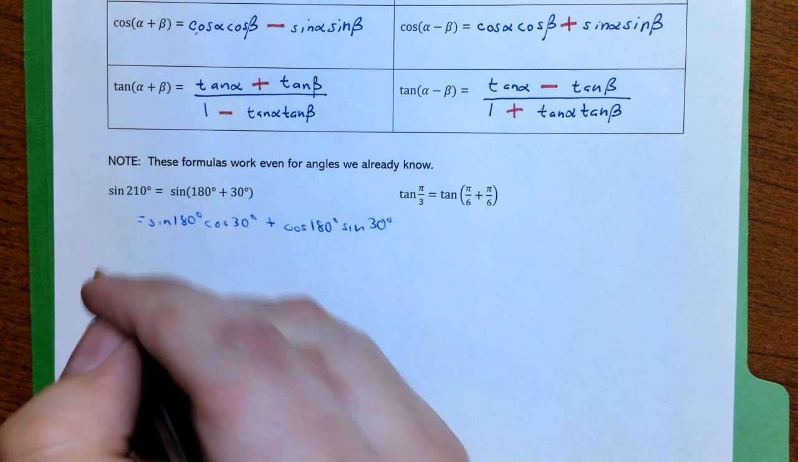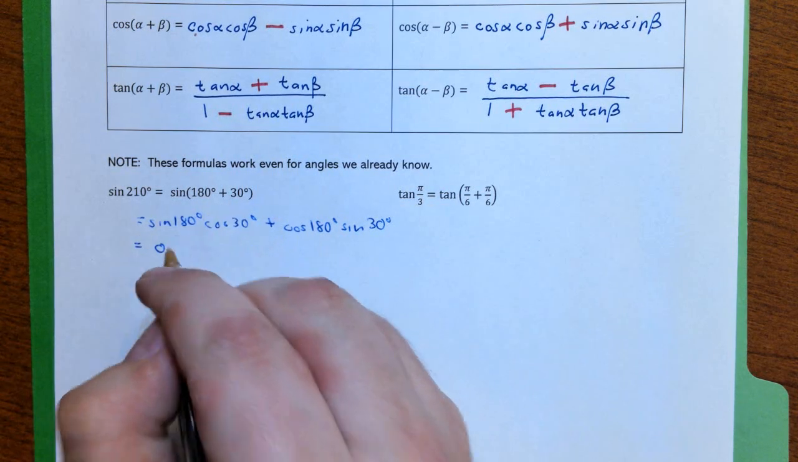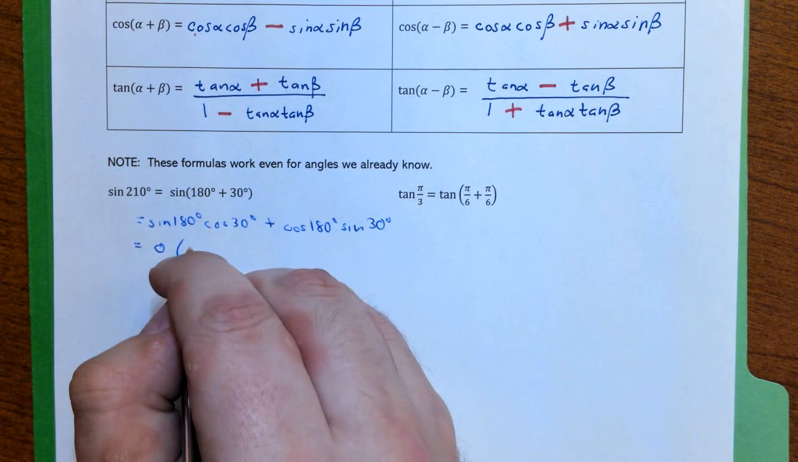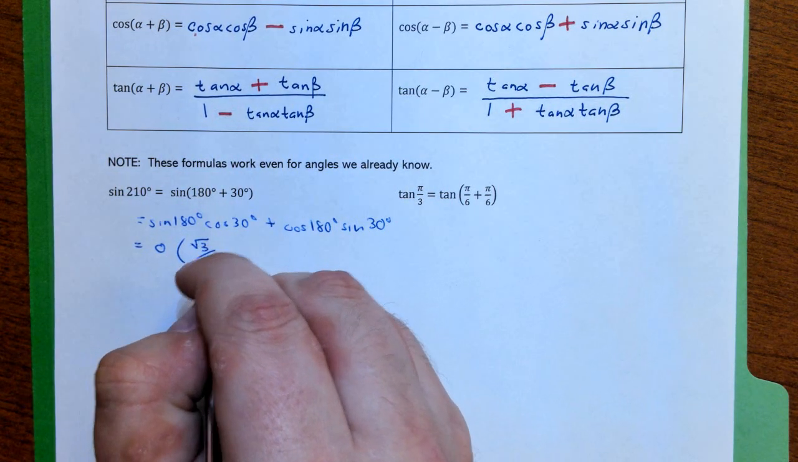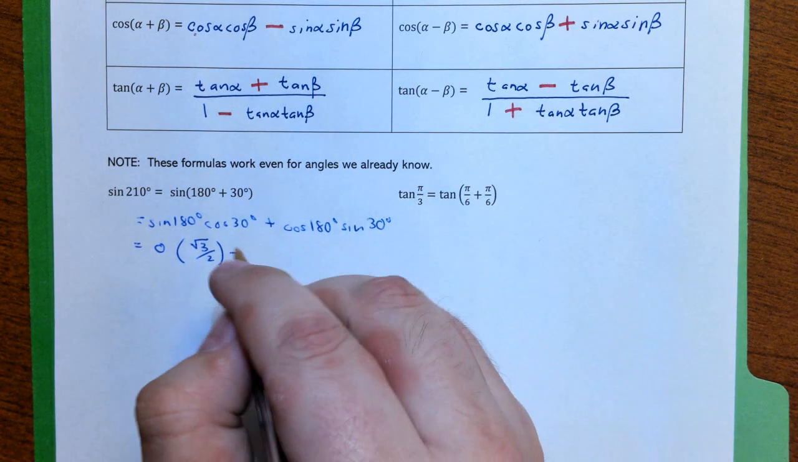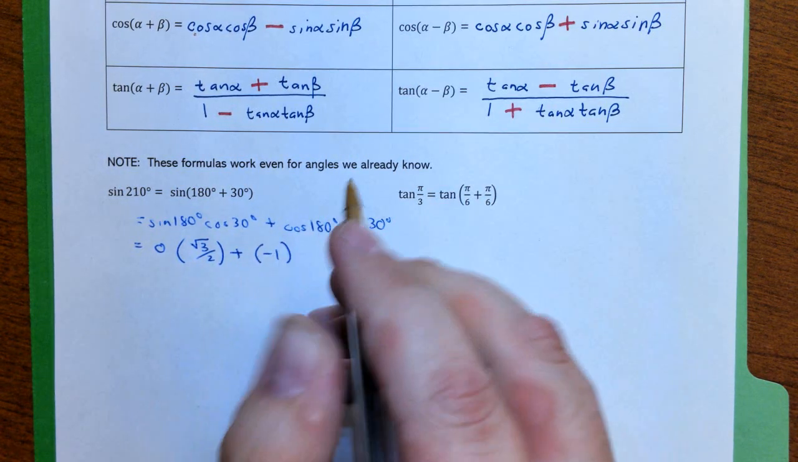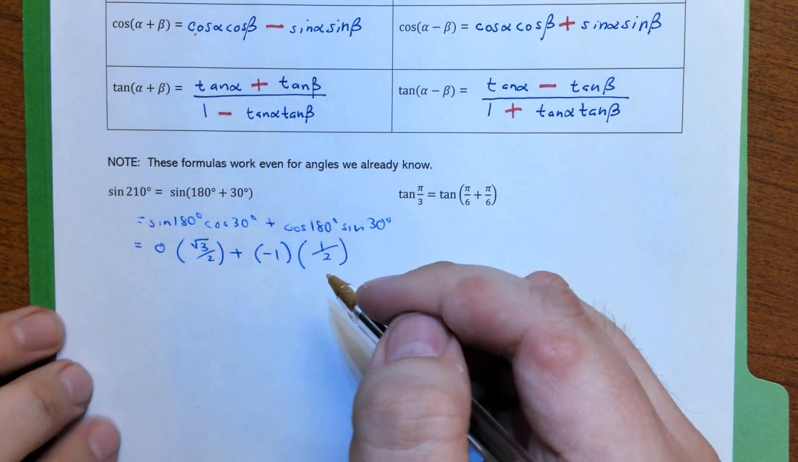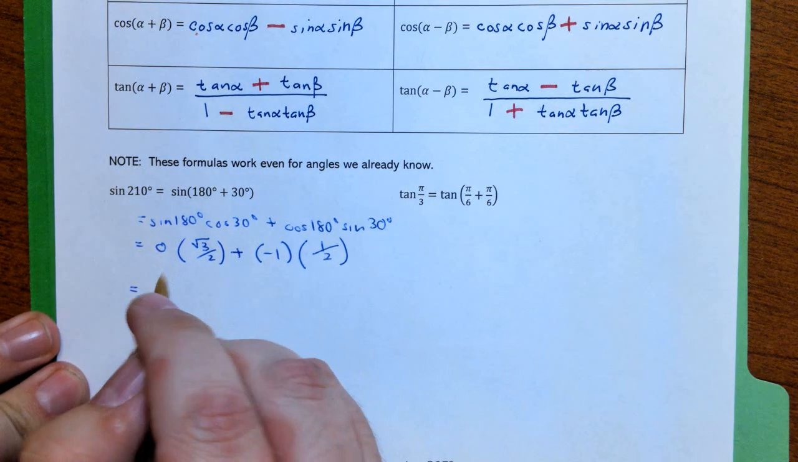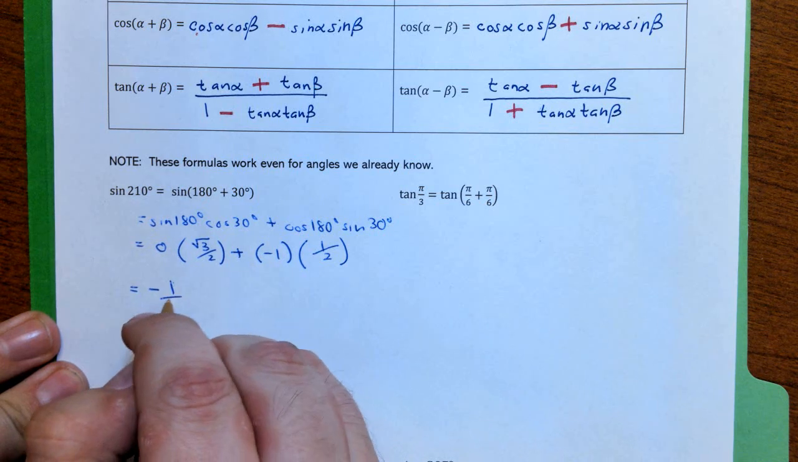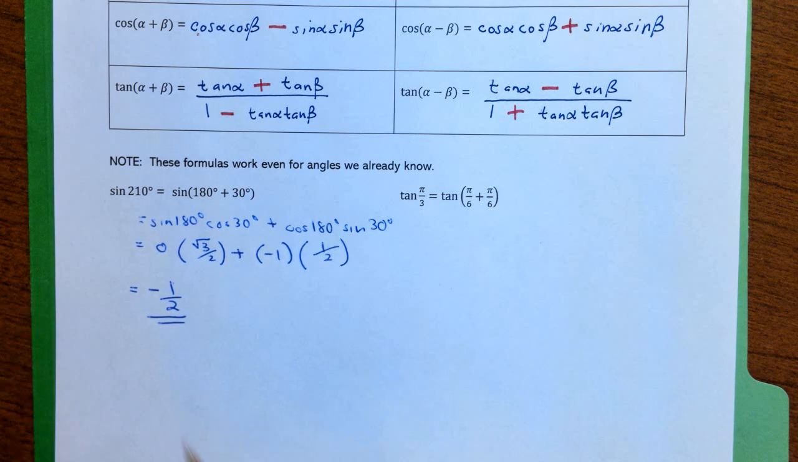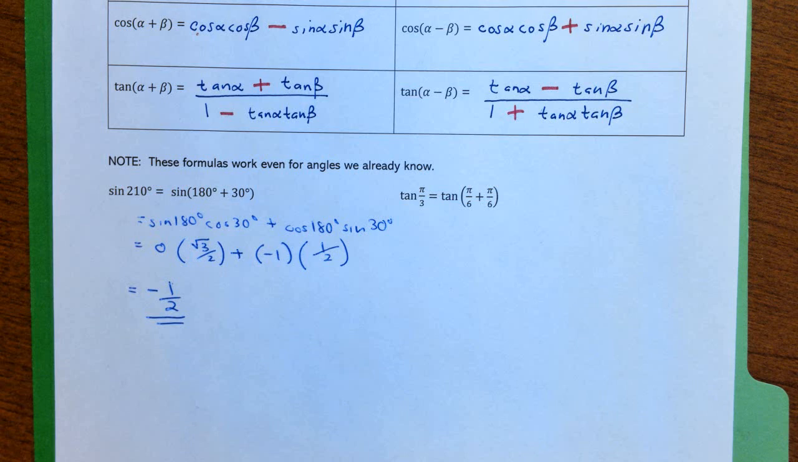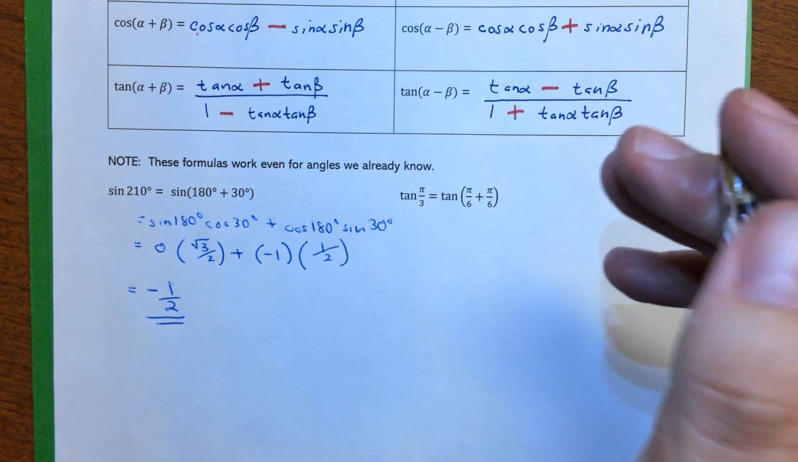The sine of 180 degrees is simply 0. The cosine of 30 degrees is root 3 over 2. The cosine of 180 degrees is negative 1, and the sine of 30 degrees is 1/2. So what do we see? We get an end result of negative 1/2. And if you check your unit circle, you will confirm that, again, that is actually the sine of 210 degrees, negative 1/2. What if we did this with a tangent?